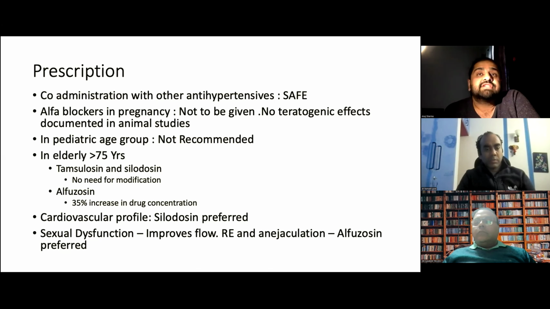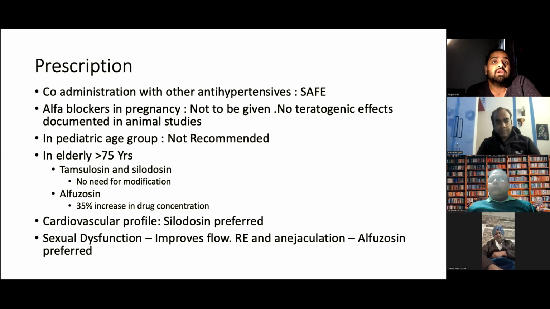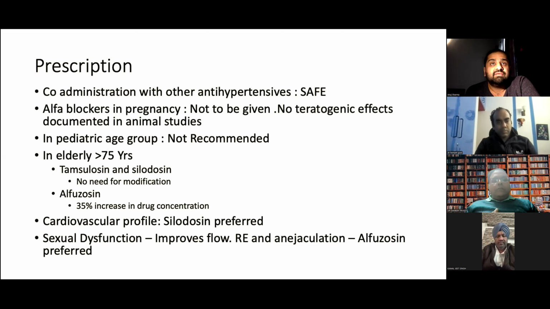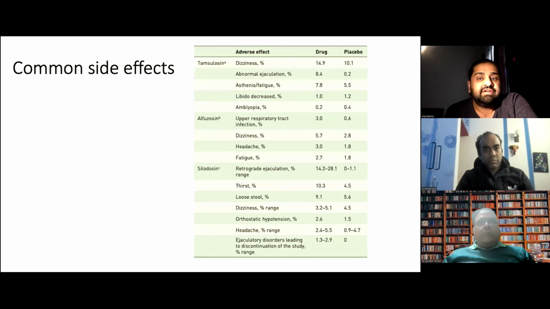Regarding sexual dysfunction, the important thing is that all these alpha blockers, because they improve the LUTS and the smooth muscle blood flow, can actually have a good effect on sexual function. But retrograde ejaculation or anejaculation can be a serious side effect which patients can have. Silodosin has the maximum incidence of anejaculation, though in the various studies it hasn't been reported to be bothersome, but alfuzosin is the drug most preferred in these patients.